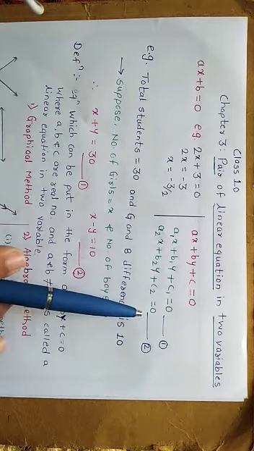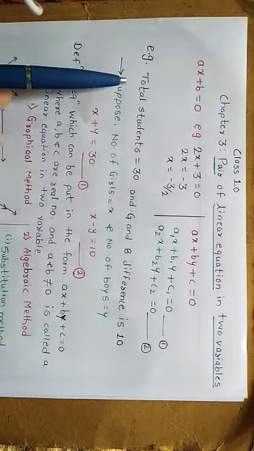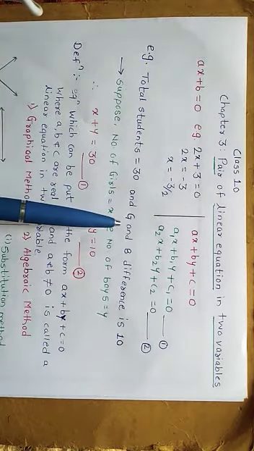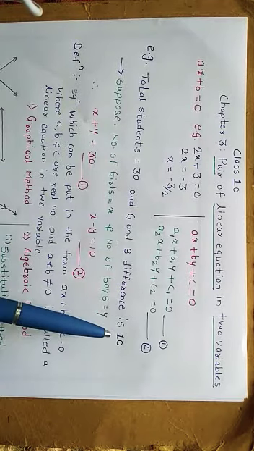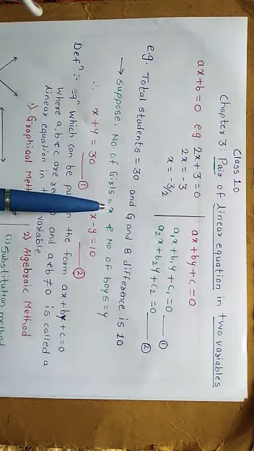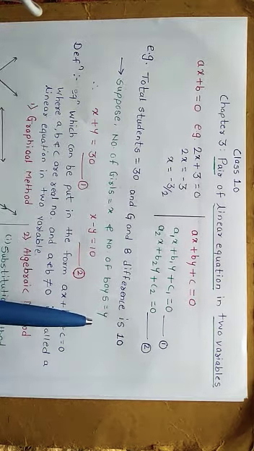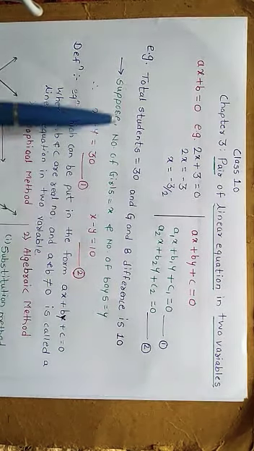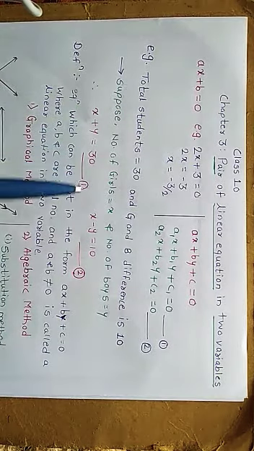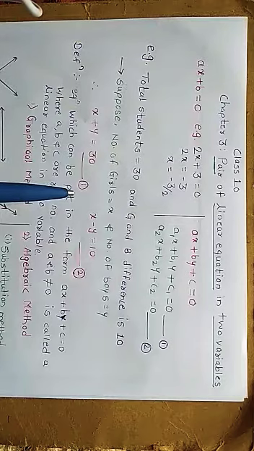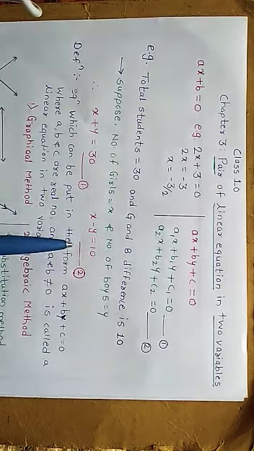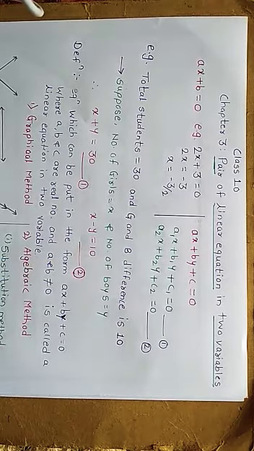For example, in our class the total number of students is 30 and the difference between girls and boys is 10. Therefore, if I say the number of girls is equal to x and the number of boys is equal to y, then total means girls plus boys, x plus y is equal to 30. That is equation number first. And the difference between girls and boys, that is x minus y is equal to 10. That is equation number second.